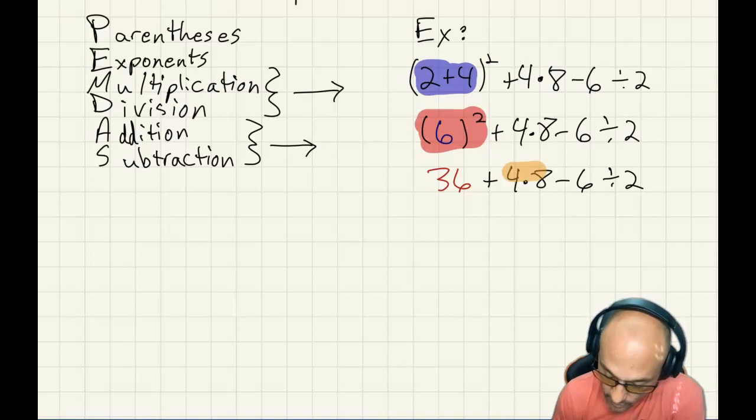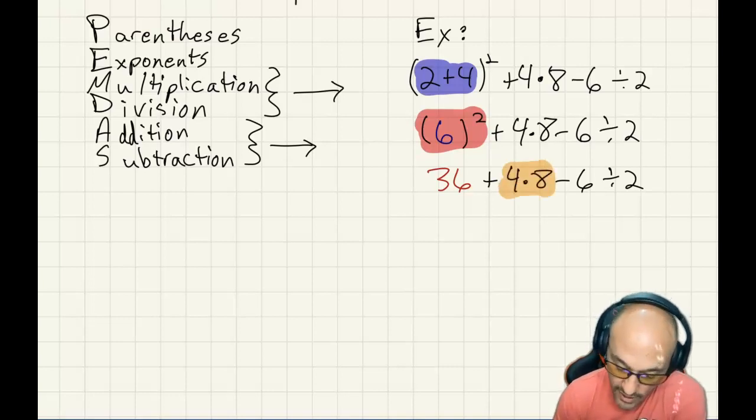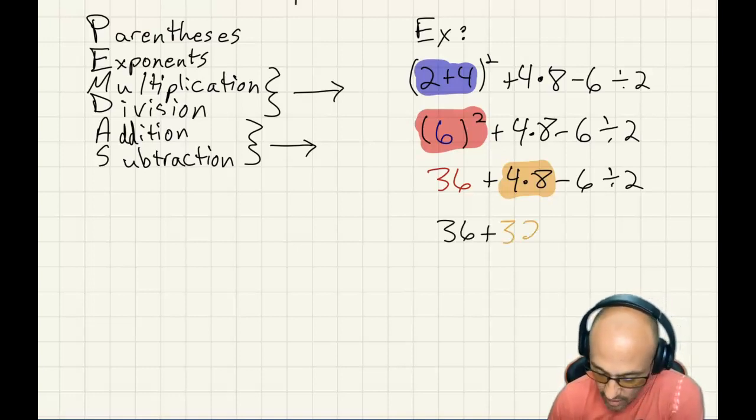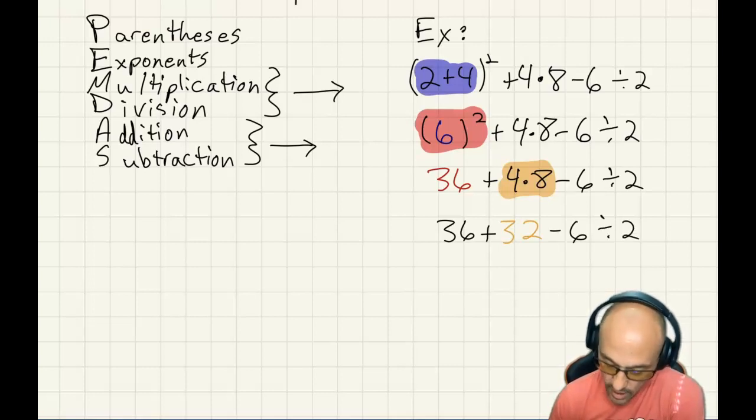All right, so I'm going to do that in orange. 4 times 8, well, let's see if I remember right. Well, we have that 36. 4 times 8 is 32. You can use a calculator for all of this stuff. It's absolutely okay.